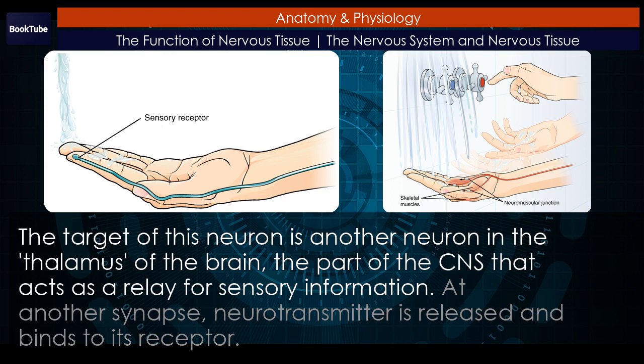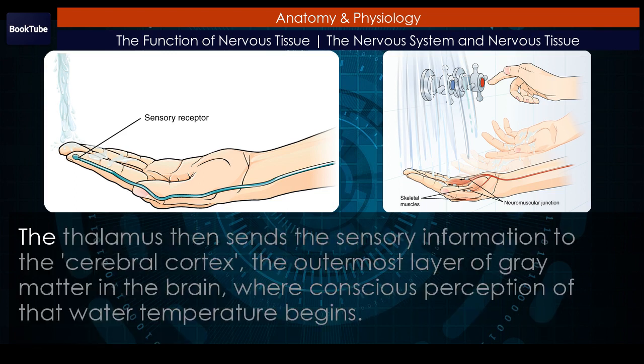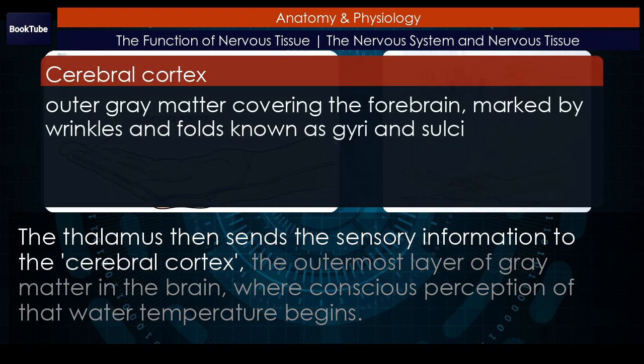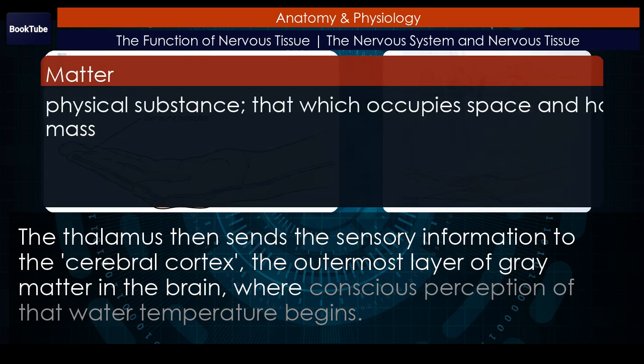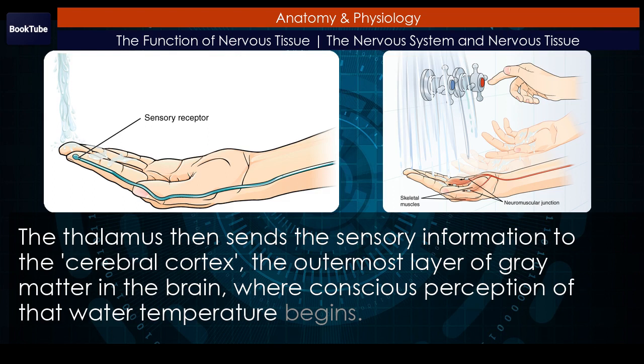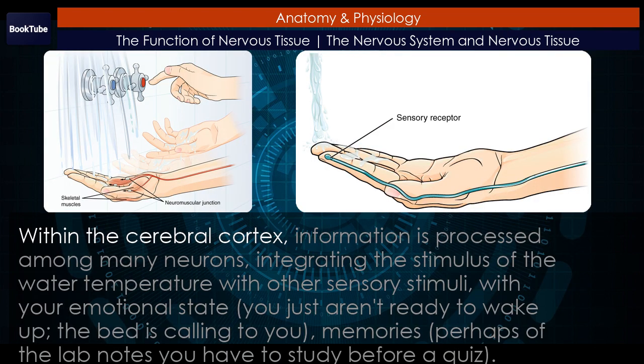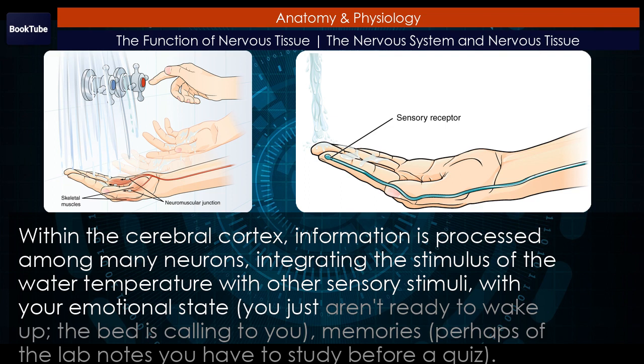At another synapse, neurotransmitter is released and binds to its receptor. The thalamus then sends the sensory information to the cerebral cortex, the outermost layer of gray matter in the brain, where conscious perception of that water temperature begins. Within the cerebral cortex, information is processed among many neurons, integrating the stimulus of the water temperature with other sensory stimuli, with your emotional state: you just aren't ready to wake up. The bed is calling to you.